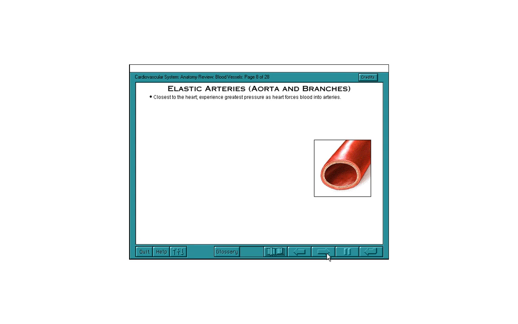Elastic arteries are closest to the heart, where they experience the greatest pressure as the heart forces blood into them. They have the greatest amount of elastin, enabling them to expand. When the heart relaxes, they recoil to propel blood onward.